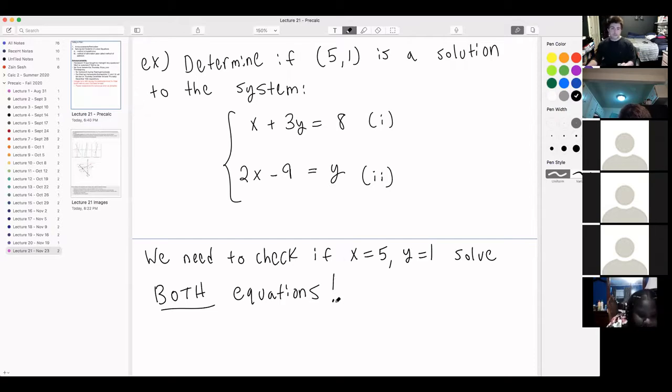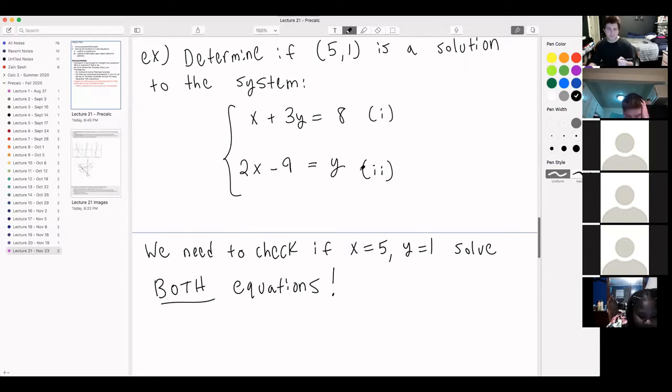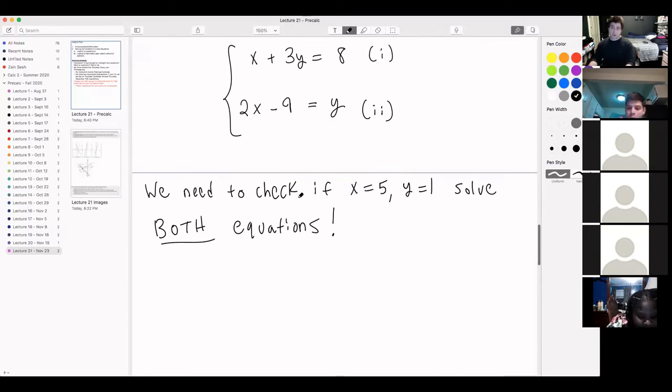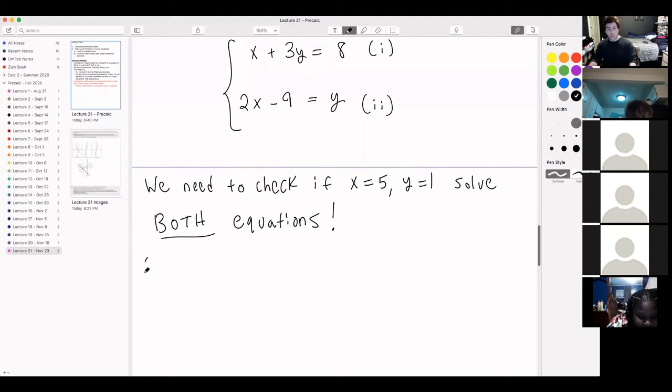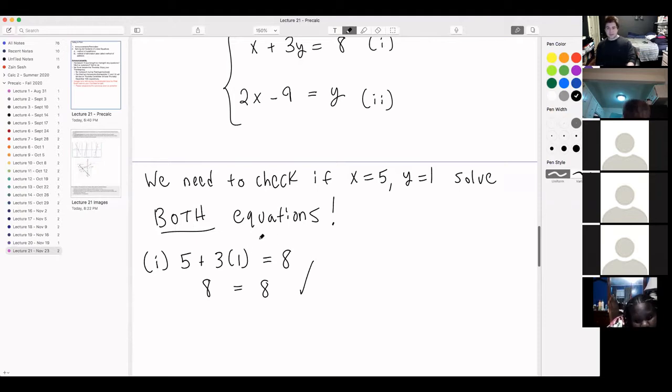Okay, so you just need to substitute x equals 5 and y equals 1 into both and verify that the equations are true. So I will check 1 first. So here's my check for 1. I'll sub in x equals 5. So I have 5 plus 3 times 1 is equal to 8. Well, the left side is 8 and the right side is 8. So this is true. It satisfies equation number 1.